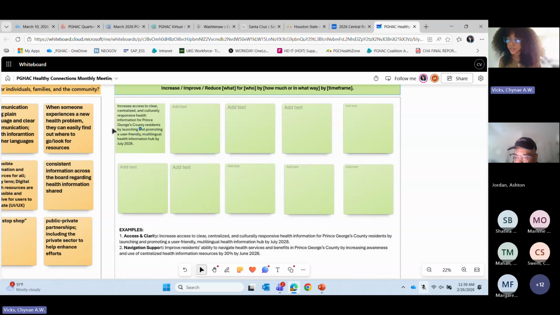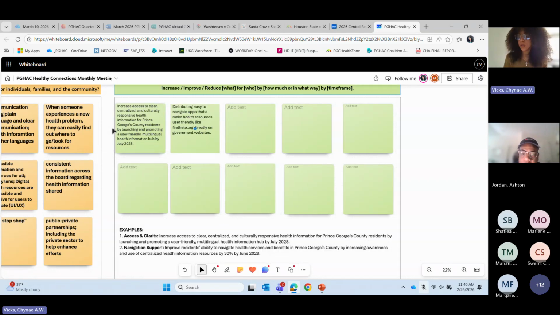I have a comment from Adam: distributing easy-to-navigate apps that make health resources user-friendly, like Find Help directly on government websites. Thank you for that. Out of all of our partners here, does anyone else use Find Help or 211, or are there any other centralized hubs that you all might be using currently? And for those who are using one of those or another, what is your general experience with that? Ms. Tanya?